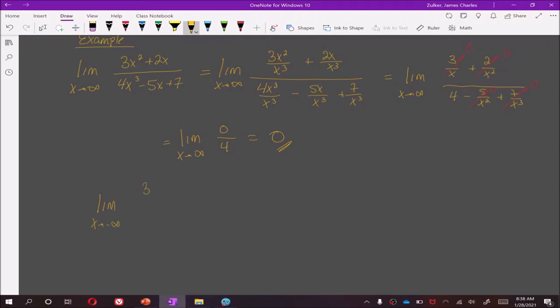If we now look at x approaching negative infinity, again, the analysis will be the same. So we'll have the limit as x approaches negative infinity, 3 over x plus 2 over x squared over 4 minus 5 over x squared plus 7 over x cubed. Again, 0, 0, 0, 0. We'll be left with limit of 0 over 4, which is 0.